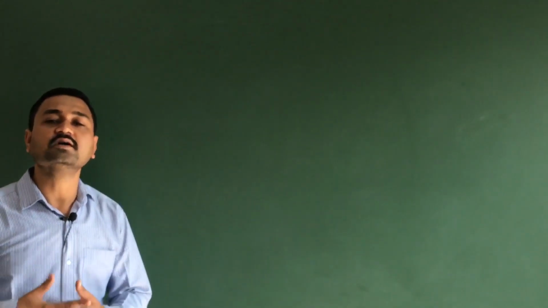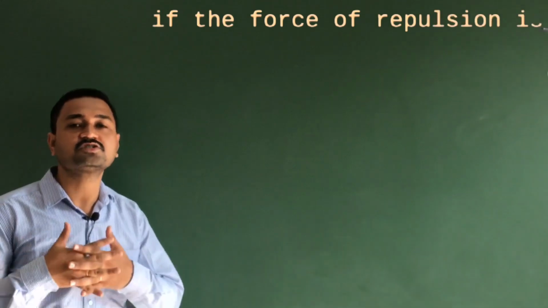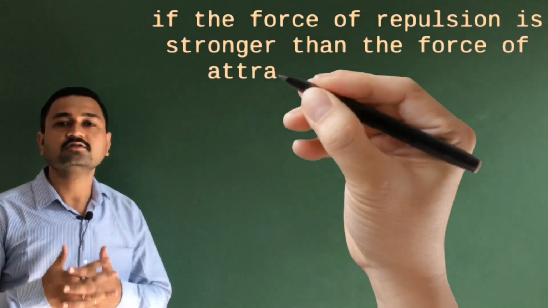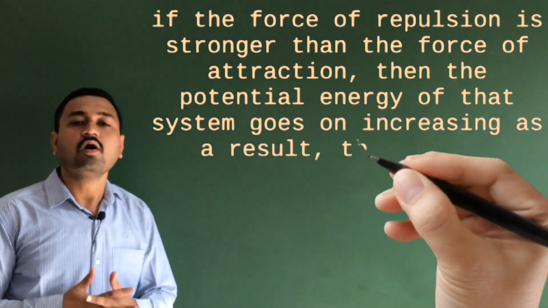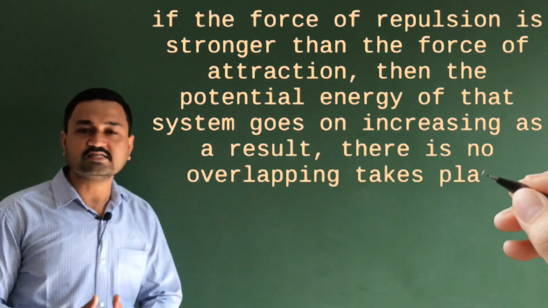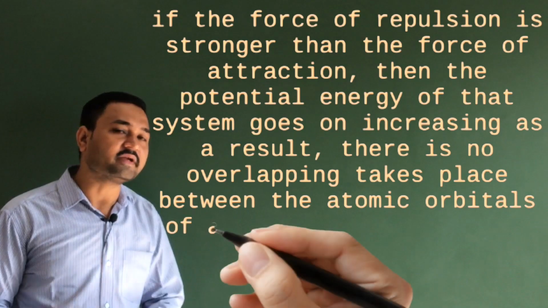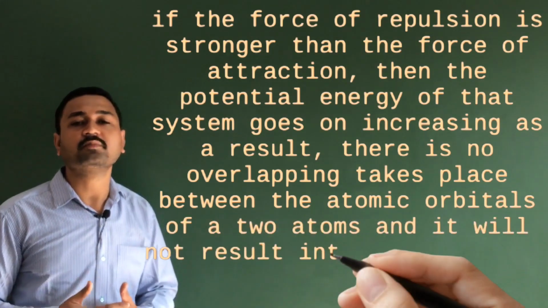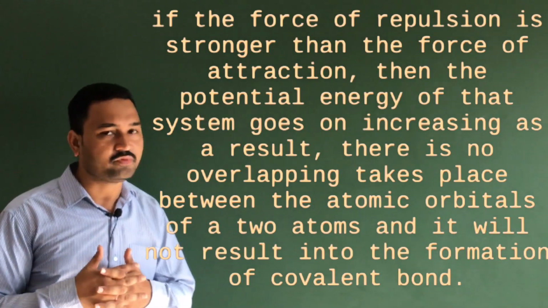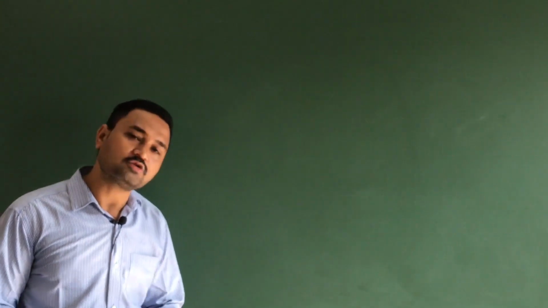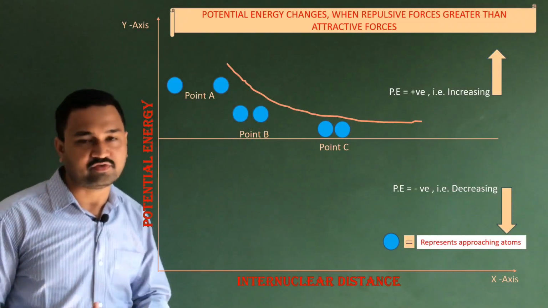Similarly, if we consider the force of repulsion is stronger than the force of attraction, then the potential energy of that system goes on increasing. As a result, there is no overlapping between the atomic orbitals of the two atoms, and it will not result in the formation of a covalent bond. Again, I have shown this in the diagrammatic or graphical form.